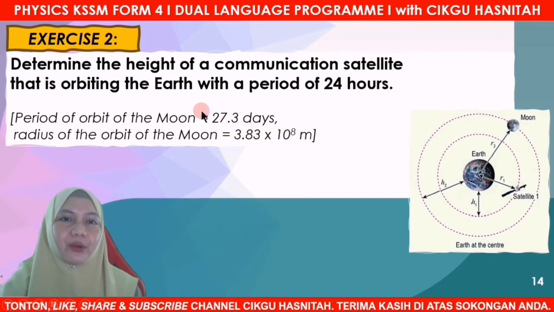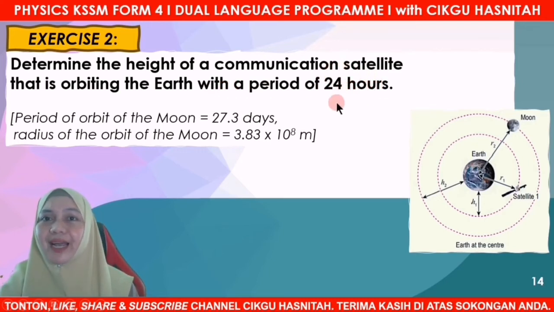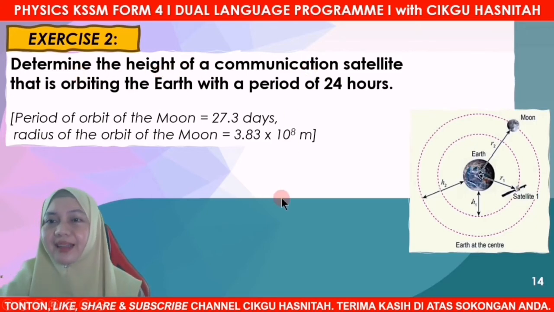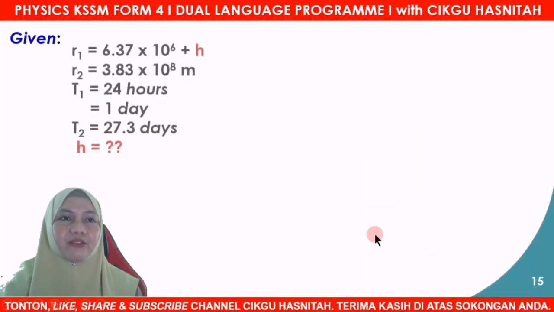If you notice here, the period of the orbit of the moon is given in days, and the orbital period of the Earth satellite is given in hours. So first, you must put them in the same units. Either you put them in hours or you put them in days. Okay, so here we are looking for the height of the communication satellite. Okay, so how to find? This is all the information given.